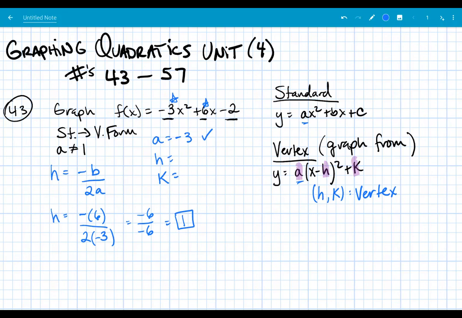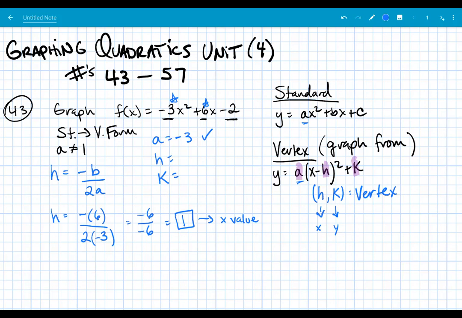So keep in mind, the vertex, h and k, is still a coordinate on the coordinate plane. H is really just an x value. It's just a special x value, and k is just a special y value. We just give them different variables to represent the vertex in particular and separate it from every other point on our graph, excuse me.